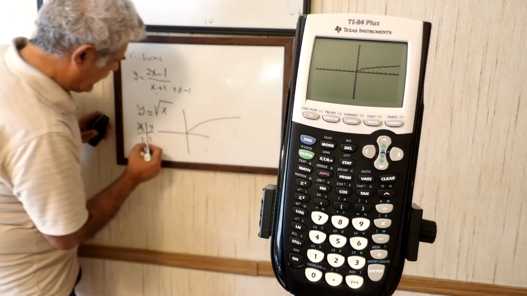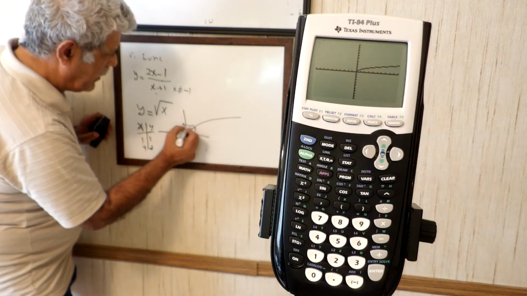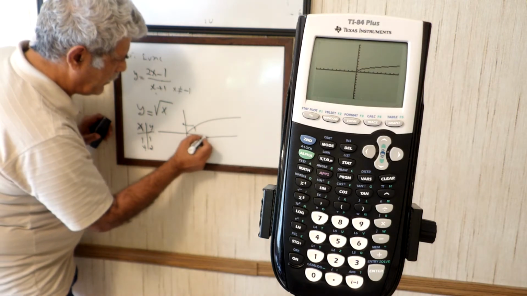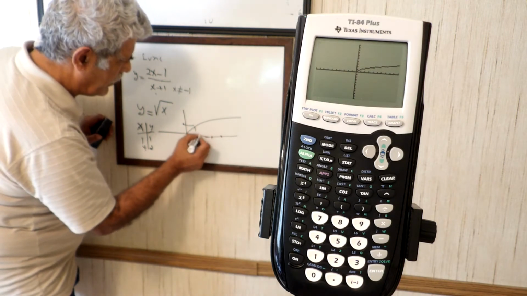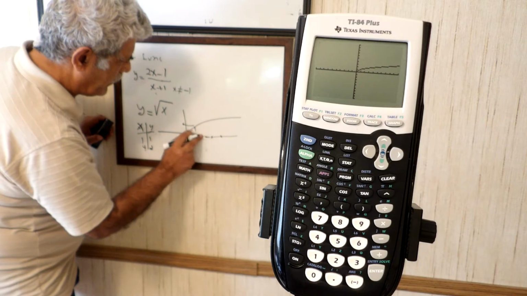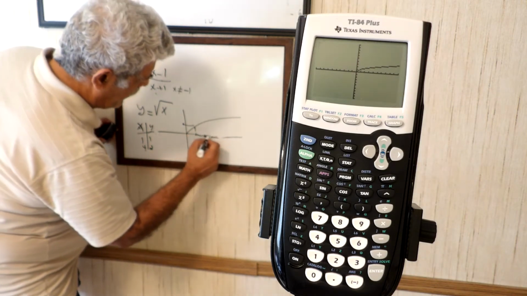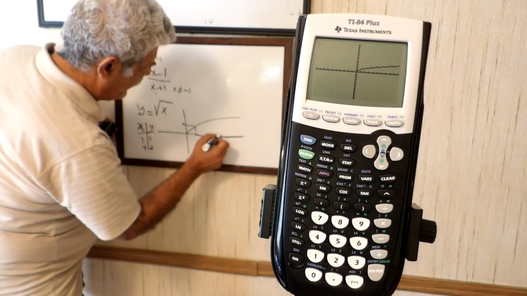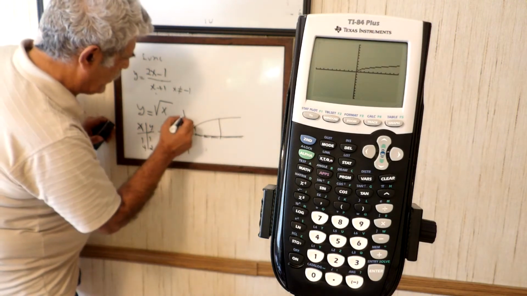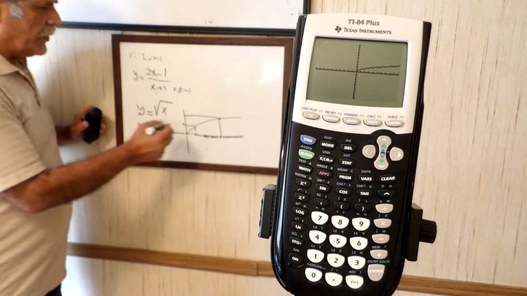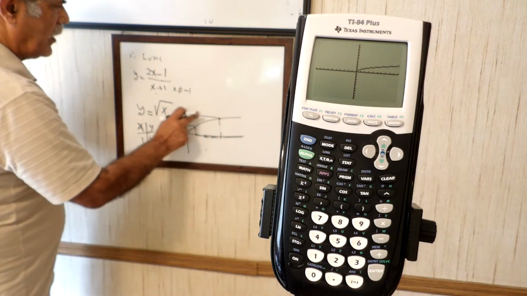It's going to go over there. It's 1, 1, and then 4, 1 2 3 4. This is 1 2 3 4. Okay. At 4 it is going to be 2. So we draw this one.